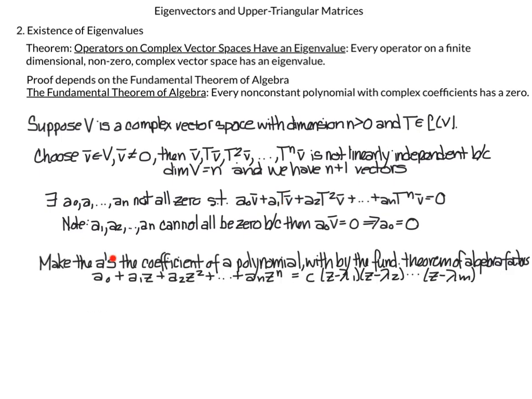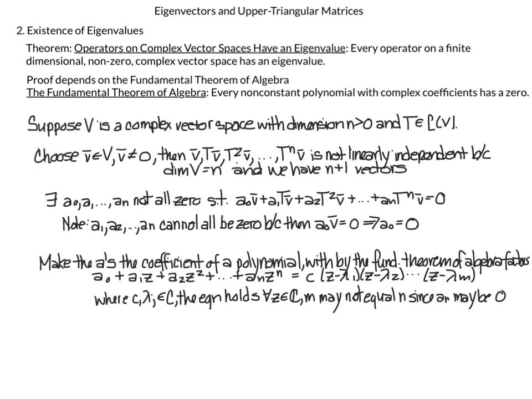We can now make these coefficients, a0, a1, a2, an, into a polynomial. So we have our polynomial a0 plus a1z plus a2z squared up to anz to the n. And now this expression is our polynomial applied to our transformation T. Now that we have a polynomial, by the fundamental theorem of algebra, since we have zeros, we can factor. We can factor this polynomial into c times (z minus lambda 1)(z minus lambda 2) up to (z minus lambda m). And this factorization was also something we had covered in Chapter 4 when we discussed polynomials.